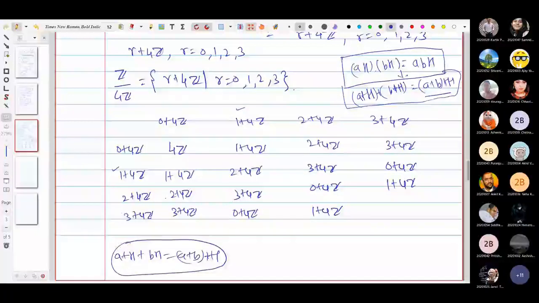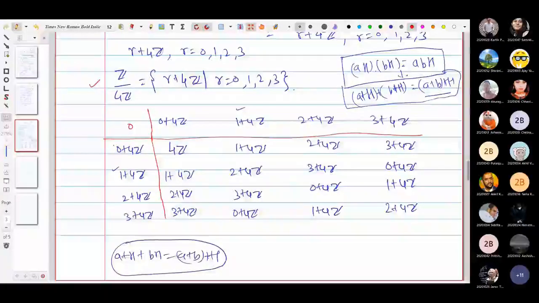So this is the Cayley table for this quotient group. For clarity, let me draw a line. Okay, so this is the thing. I think things are clear to you. So you can see that this acts as the identity element. And what are the inverses?